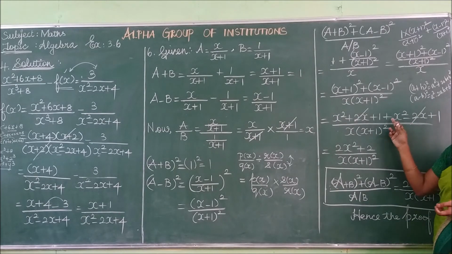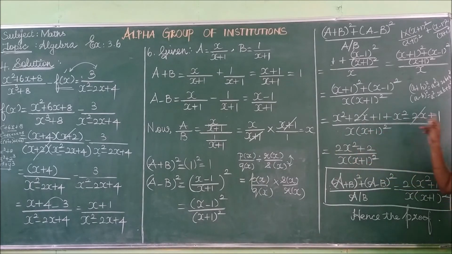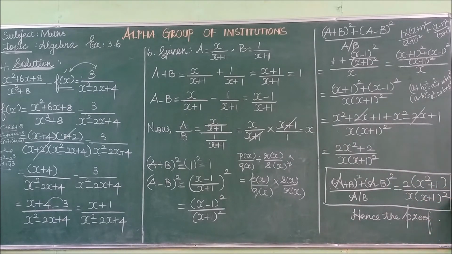What are the remaining terms? x squared and x squared can be rewritten as 2x squared. 1 plus 1 is plus 2. In this step, both values contain 2, so you can take 2 as common. What are the remaining terms? x squared plus 1. Then in the denominator, x into (x plus 1) whole square.